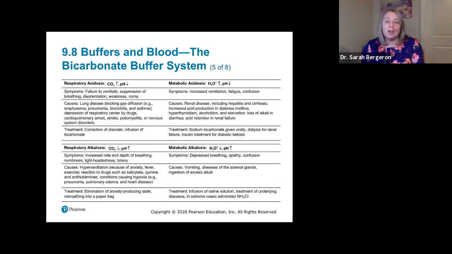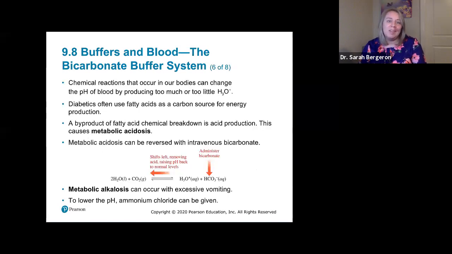And so your book goes into all the different symptoms and stuff like that. I'm not going to test you on that. You'll get that later, I'm sure. But there are all kinds of different chemical reactions that can occur inside of your body to change the pH of your blood. And it's going to end up being too much or too little of that hydronium ion.